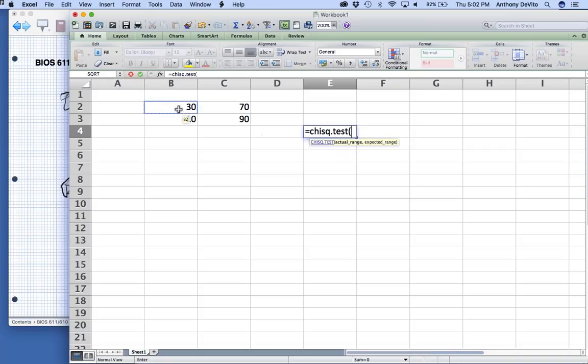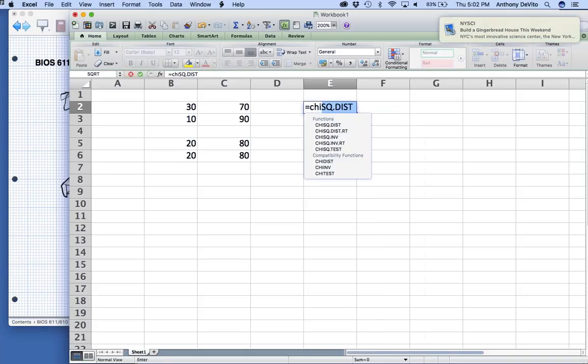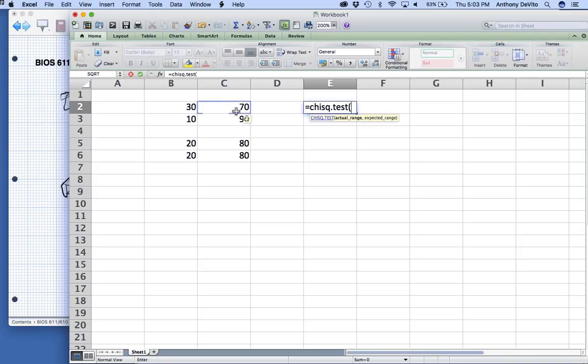We have the actual range. Here's the actual range, observed values, comma, and now we have to give it the expected range. Hang on a second. I know it's 20 and 80, right? We calculated that already. And 80. Okay, so I'm going to give that a try. Equals chi-square dot test, parentheses, and the actual range is this. These are the observed values, comma, and the expected values are those four boxes. And it comes out to that.